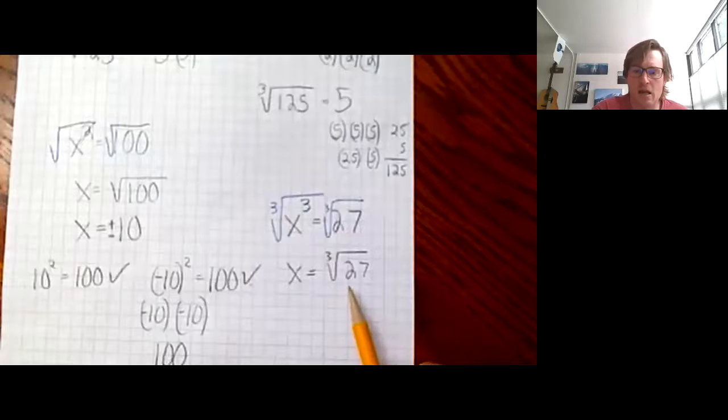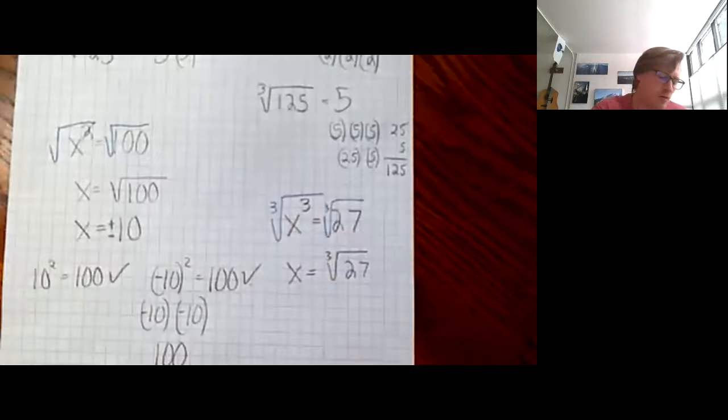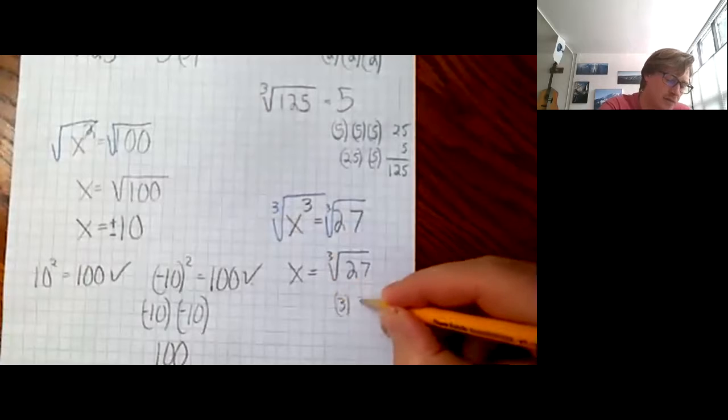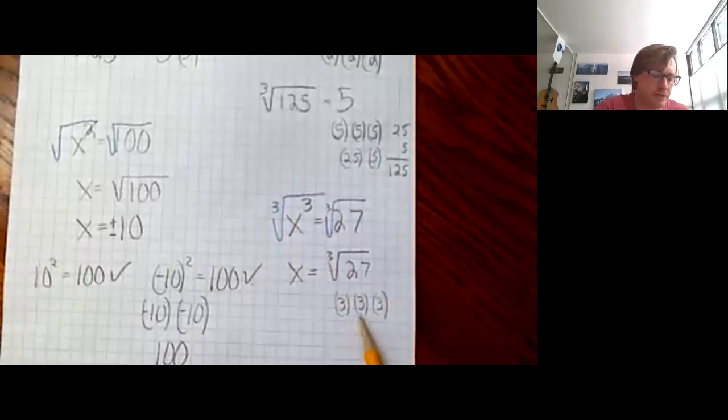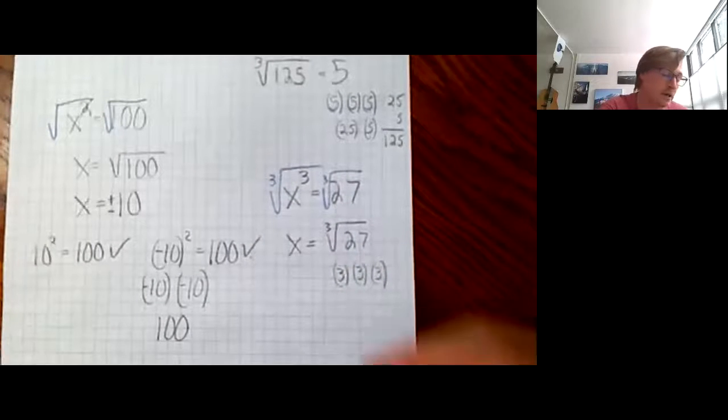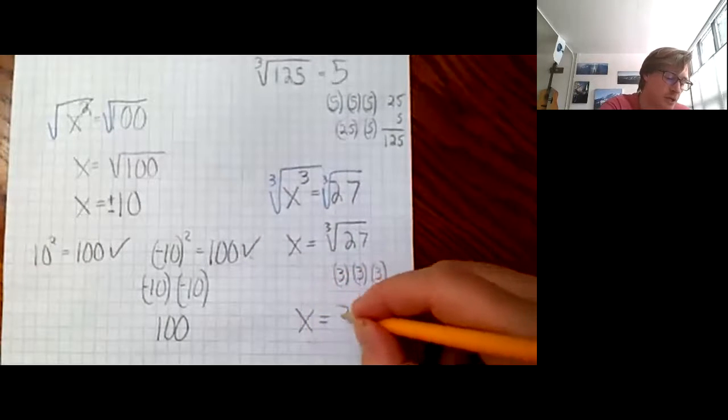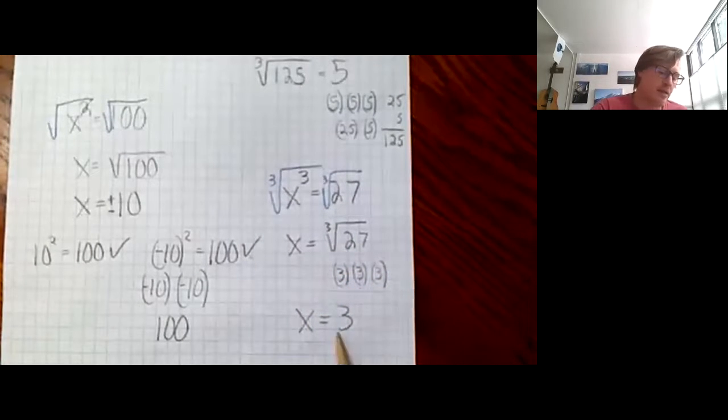You're going to get this table of the cube roots for the midterm, but it's important to understand the concept. So what number multiplied by itself 3 times equals 27? Well, I know that 3 times 3 times 3 equals 27. 3 times 3 is 9, times 3 is 27. So there's my answer right there. x equals 3.